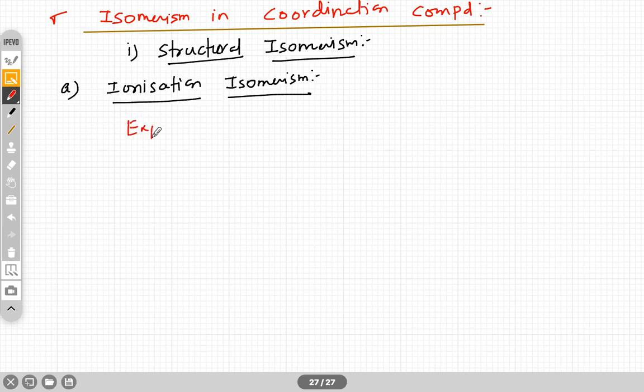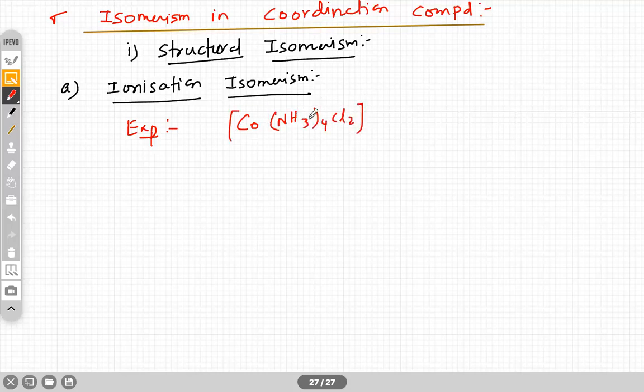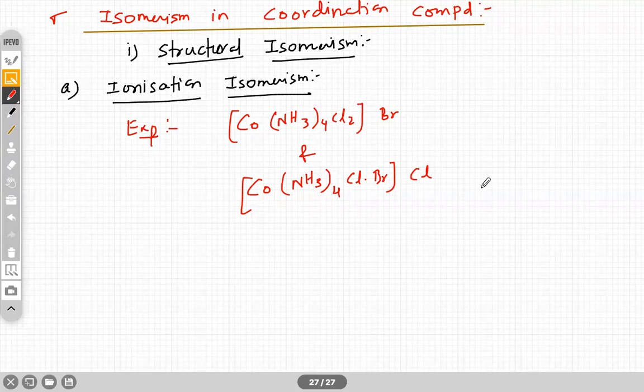For example, we have [Co(NH3)4Cl2]Br. Okay. On ionization, it gives Br minus and this cation. If I write down another molecule of this, which is [Co(NH3)4ClBr]Cl, with one chlorine outside. So both have the same molecular formula, but on ionization they give different ions, and hence these are ionization isomers.